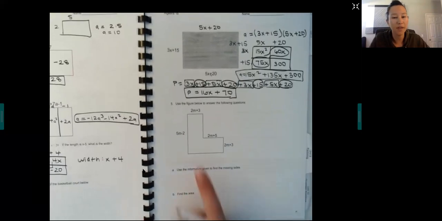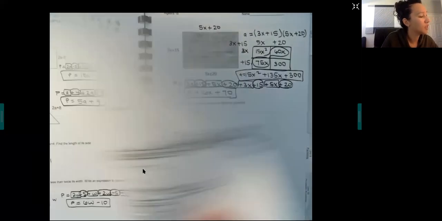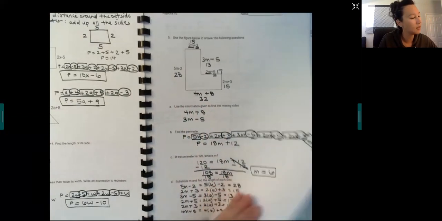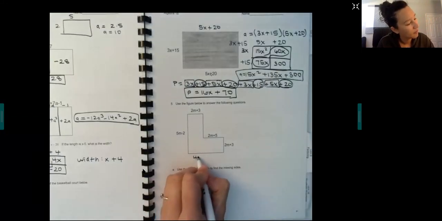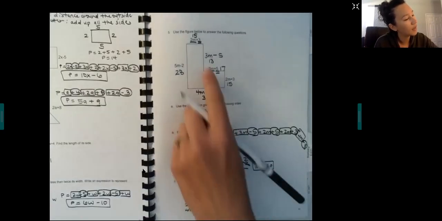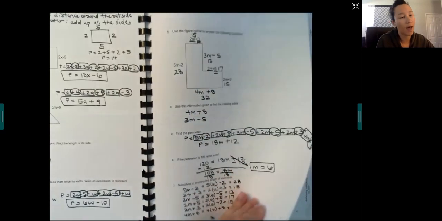Okay, and then we have the same figure from this page. So we won't do the work again. We already know this one's 4m + 8. And then we already know that that one was 3m - 5.